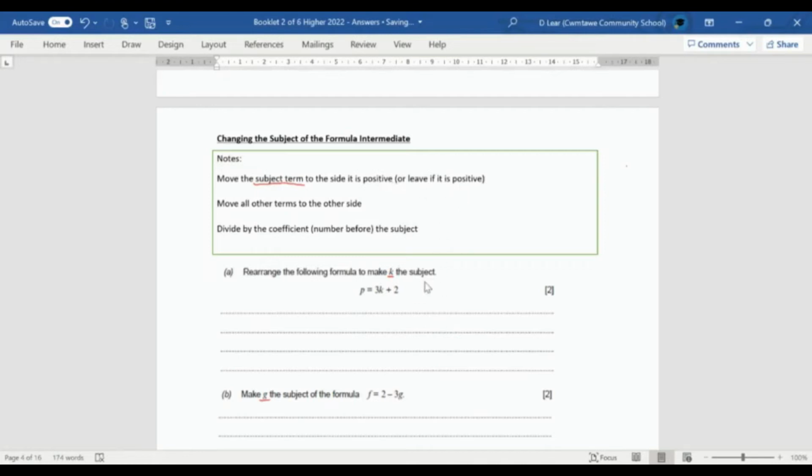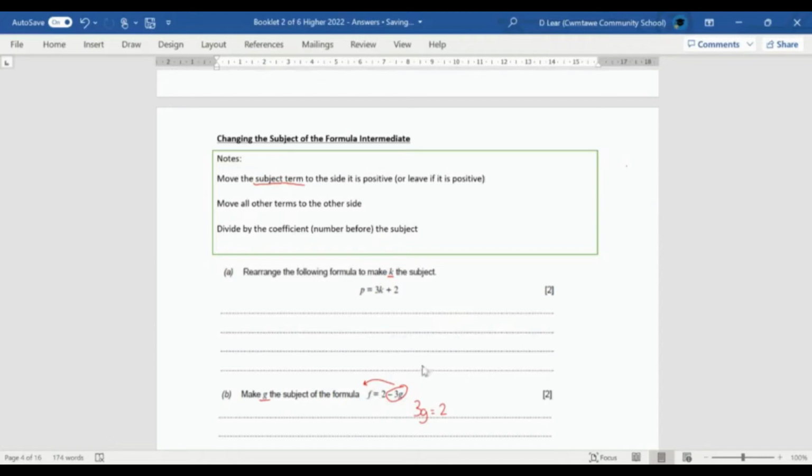Okay, this is only an intermediate question. So if you look at this one, rearrange the following formula to make K the subject. Well, 3K, that is positive, leave it where it is. Whereas this one, f equals 2 minus 3g, and I'm making g the subject. Well, 3g is a negative term, the subject is a negative term, and I don't want that. So I've got the step here of moving that over the equals so that it becomes plus 3g, and then it's positive, okay? Let's do that actually here. 3g equals 2, oh, goodness me, that f, okay?